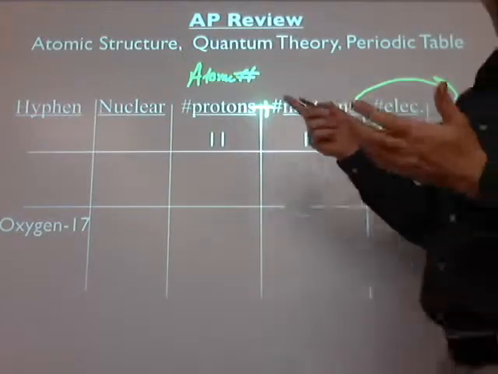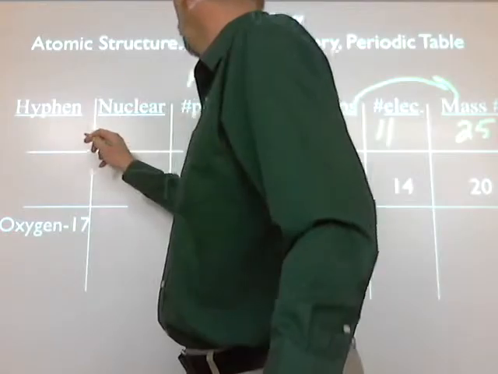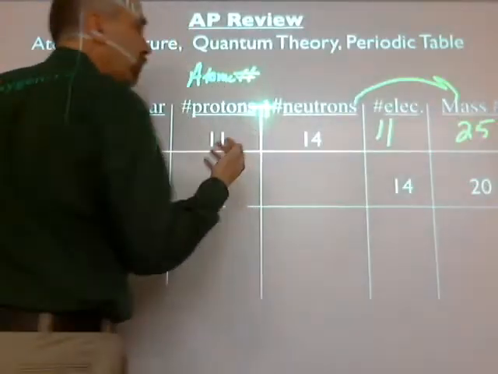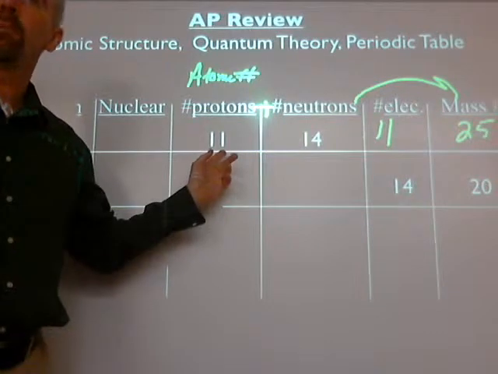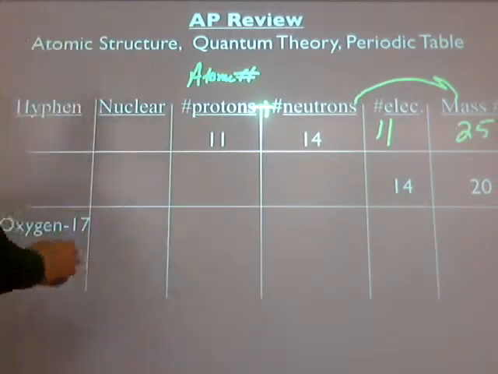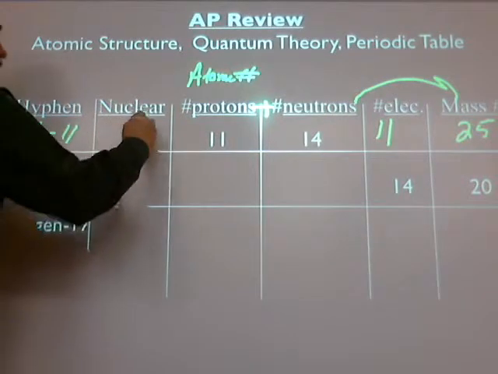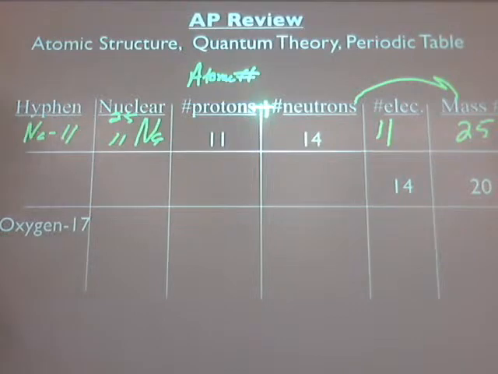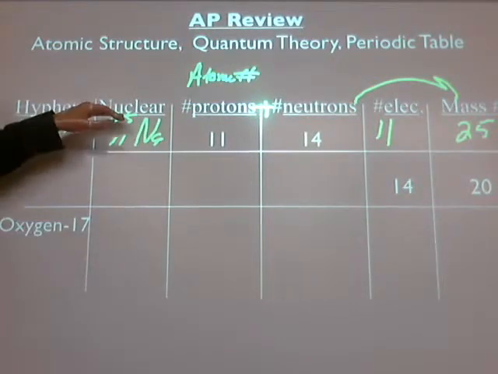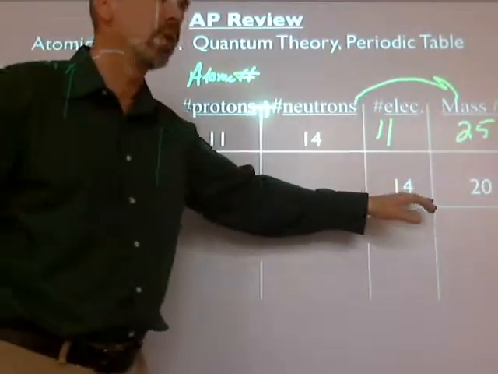And there are 2 kinds of notations you may see on any test. The hyphen notation would just be the element's name. You don't know what the element's name is? Yes, you do. Protons tell you that. 11 is sodium. So it would be just sodium-25. Or the nuclear notation would be Na, with 25 over 11. Okay, like that. Mass number over the atomic number. Remember doing these?